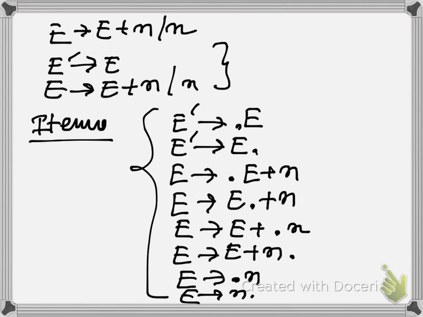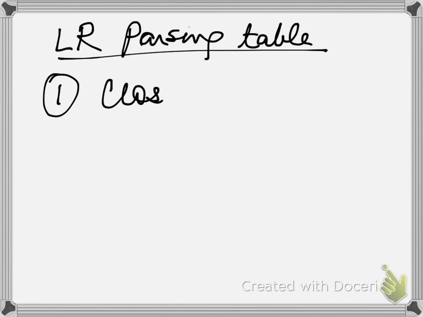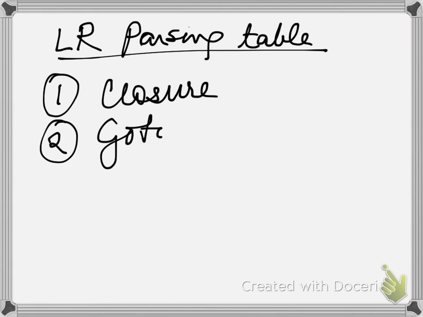In the next video, we are going to talk about the two functions for constructing the LR parsing table. To get that, we have two processes that we have to follow. One is called closure and the second is called goto. We have to construct the closure set and the goto set of the items. We'll see that in the next video.